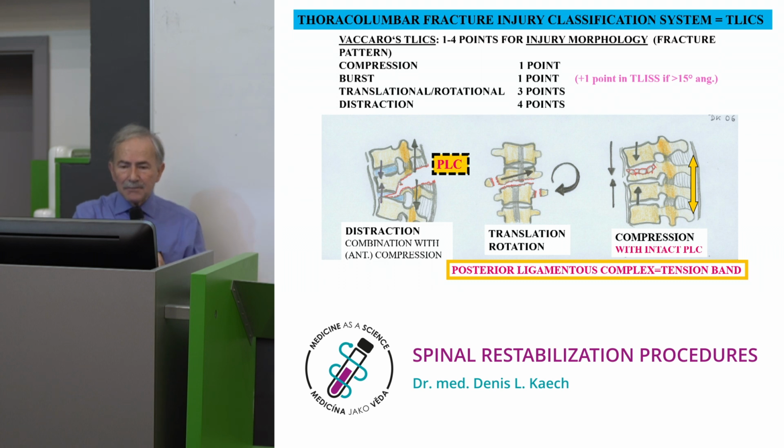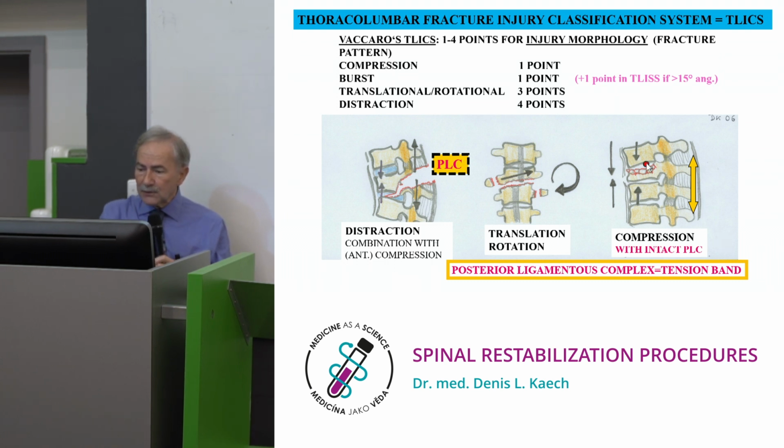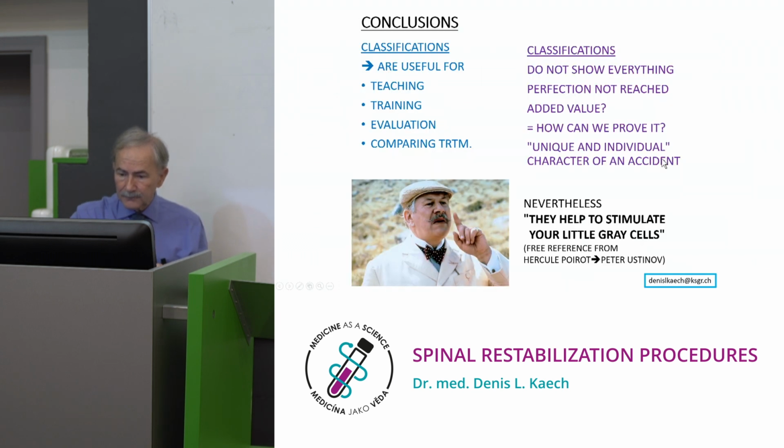Here you see the example, you score with points. And with neurology, you have more points. And with posterior ligament disruption, you have more points. If you have just a compression fracture, and this is okay, then this may be treated conservatively. But this rotation injury with disruption will need surgery.